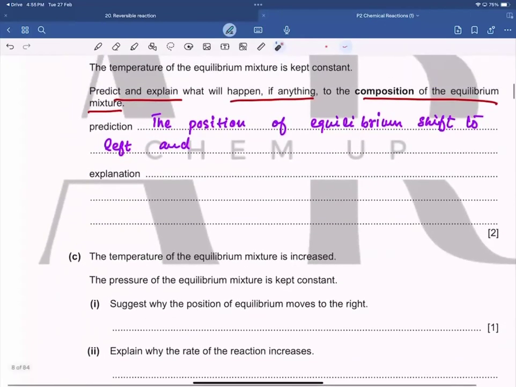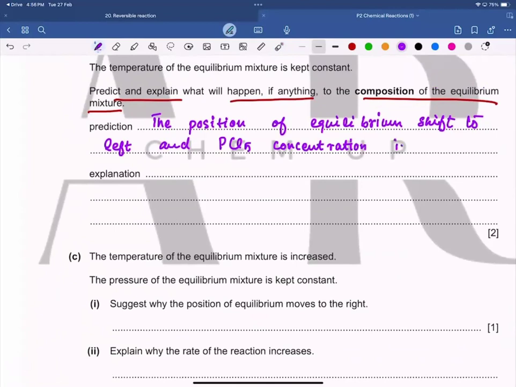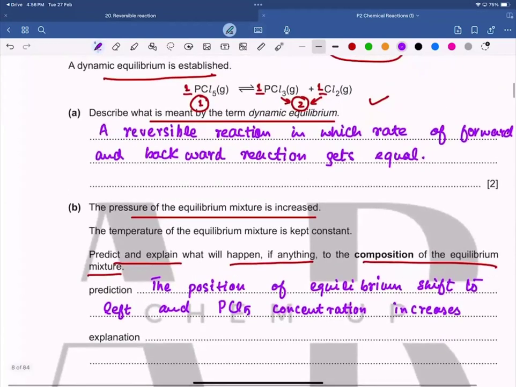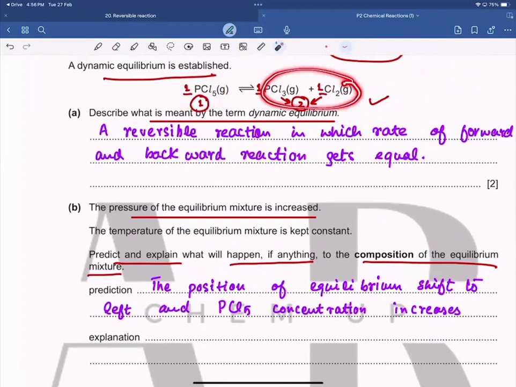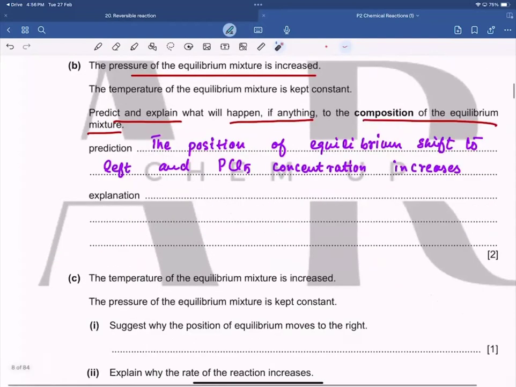Increase. So see, if you look over here, they didn't just ask you the position. They actually highlighted that you have to predict the composition of the equilibrium mixture. So I will write that the PCl5 concentration increases, if I'm writing in the context of this one. But in the context of this one, I would write that the concentration of PCl3 and chlorine will decrease. So that is my prediction. Now the explanation.